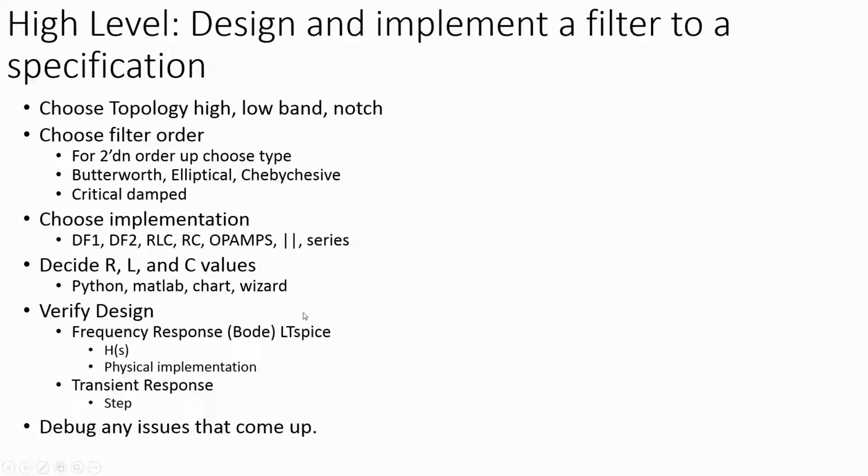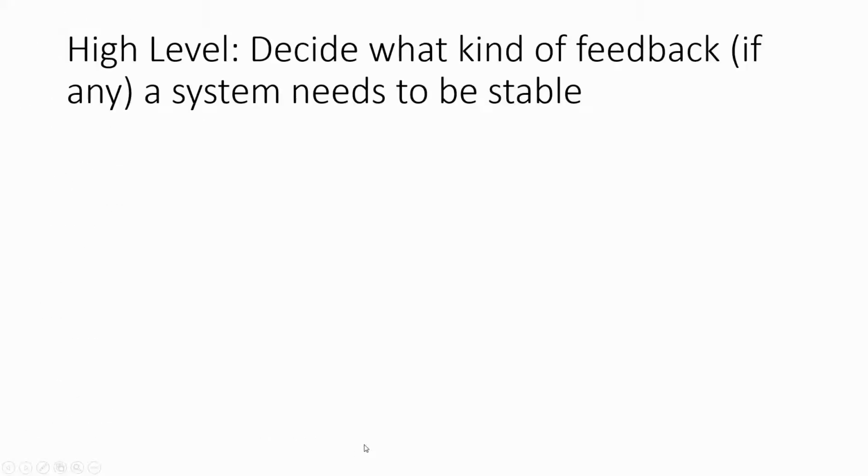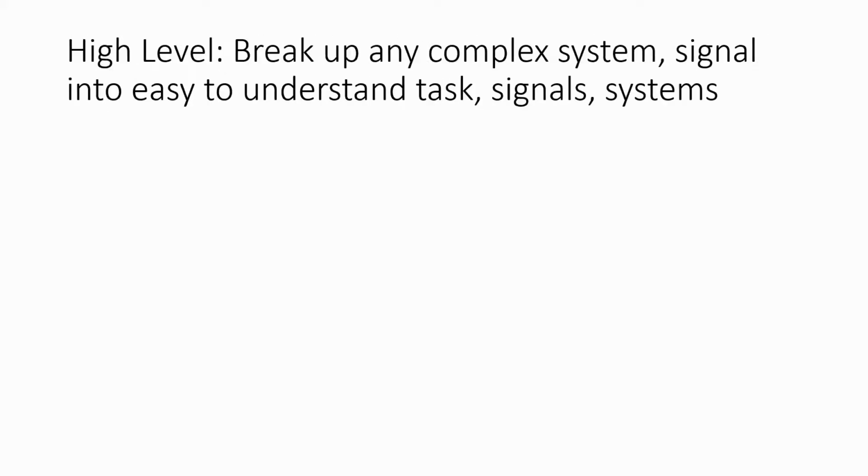And yes, in order to understand all of this, you probably really have to have 110 Lab, which is a required course to graduate for the undergrads. If you're a grad student, I strongly suggest you do everything in the lab manual unless you want to take the course. And then another high level skill is to debug any issues that come up. Another high level skill is to decide what kind of feedback, if any, a system needs to be stable.